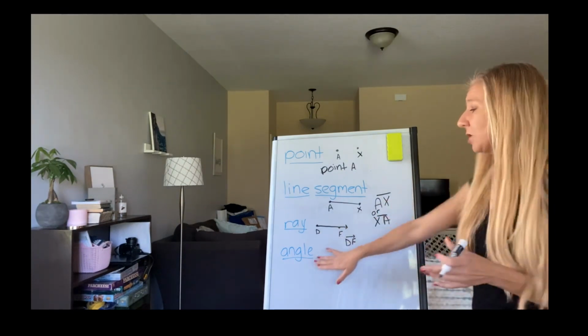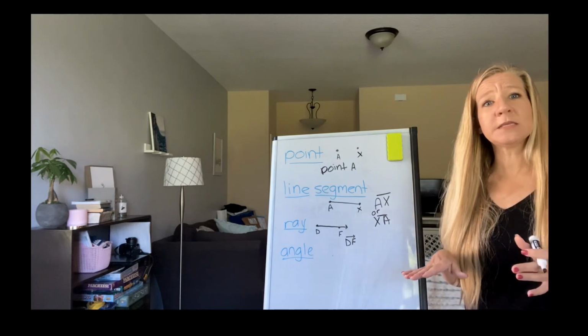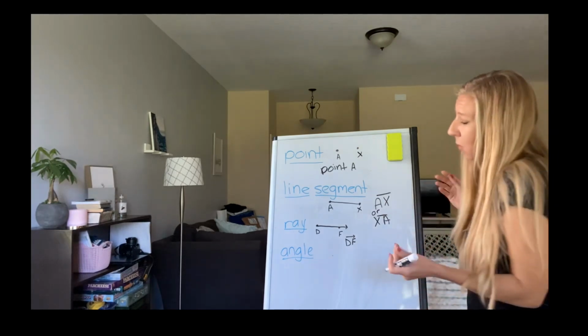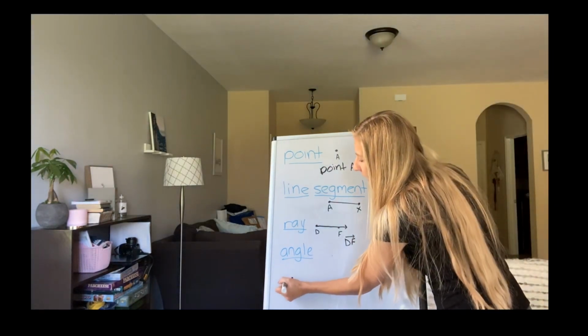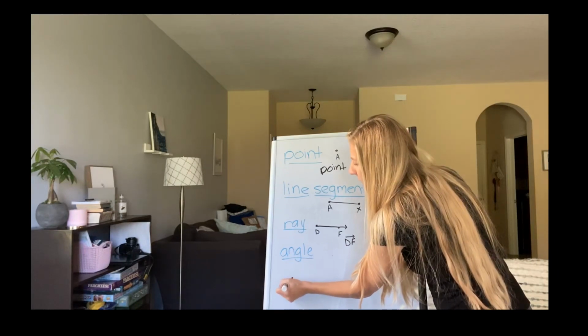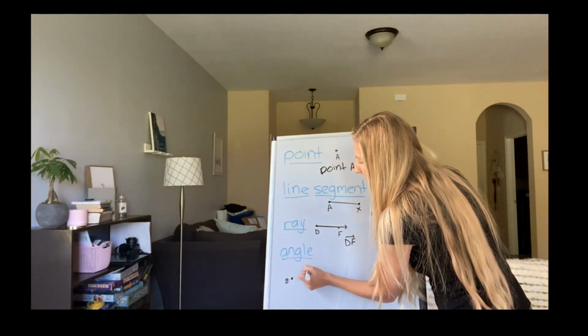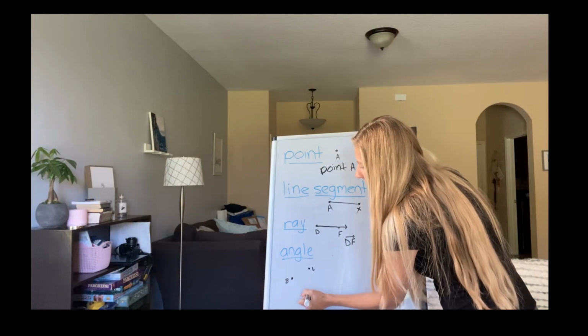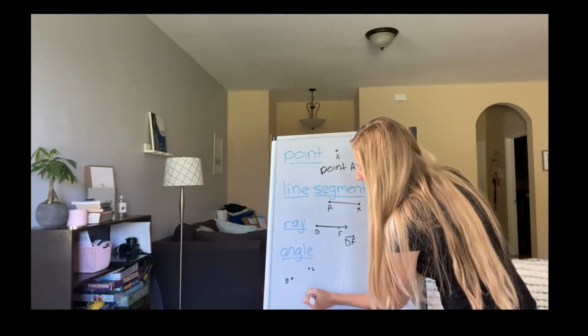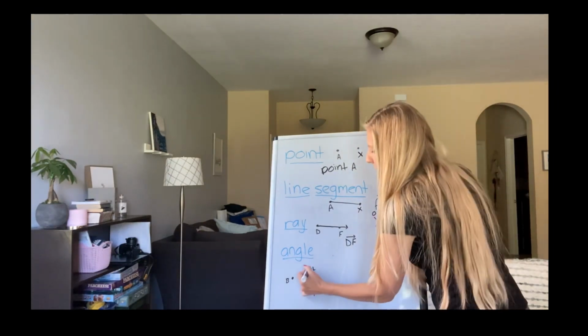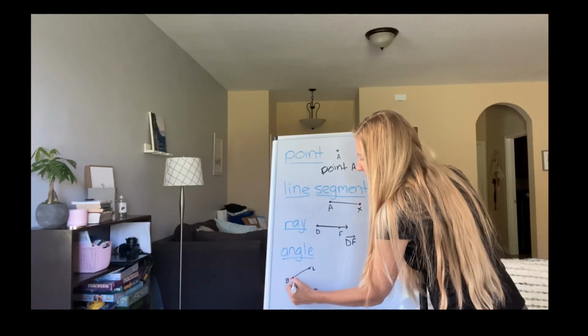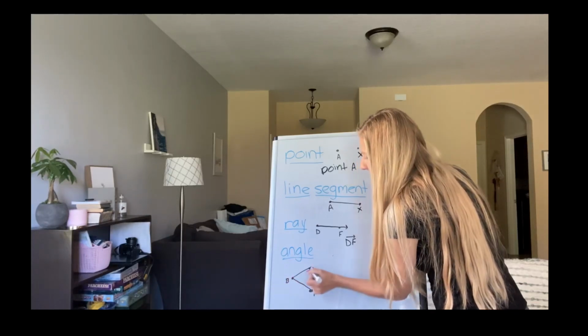Now, an angle, which we talked about in chapter 11, is 2 rays connected at a point. So if we had point B and point L and point P, you have 2 rays that are connected at point B.